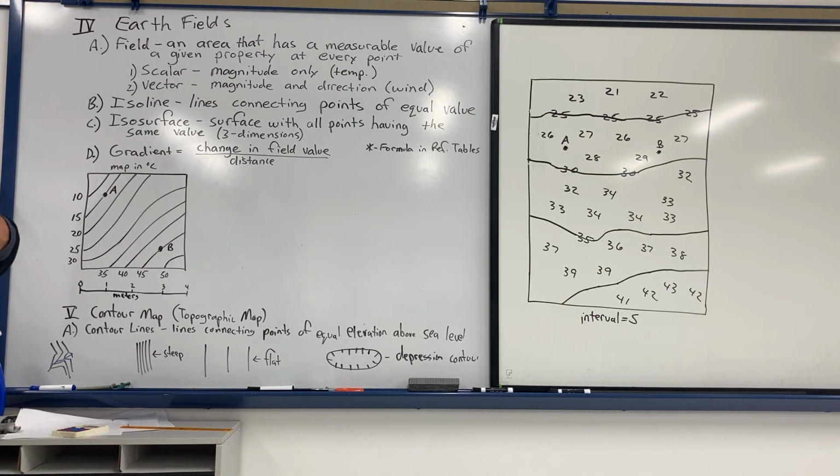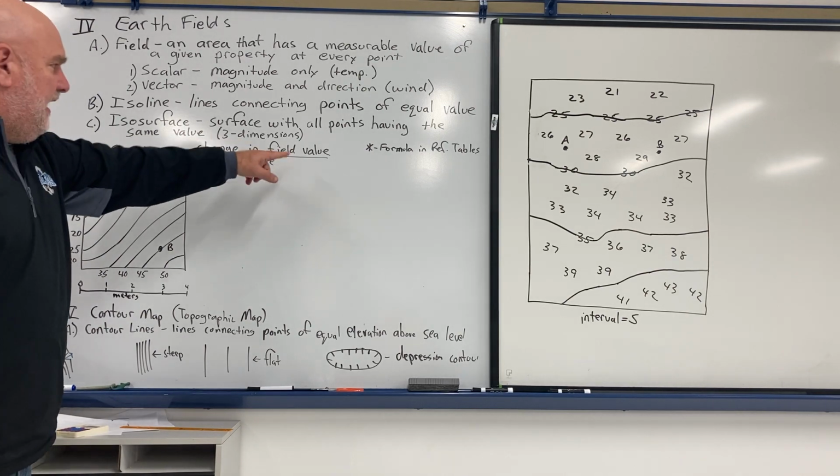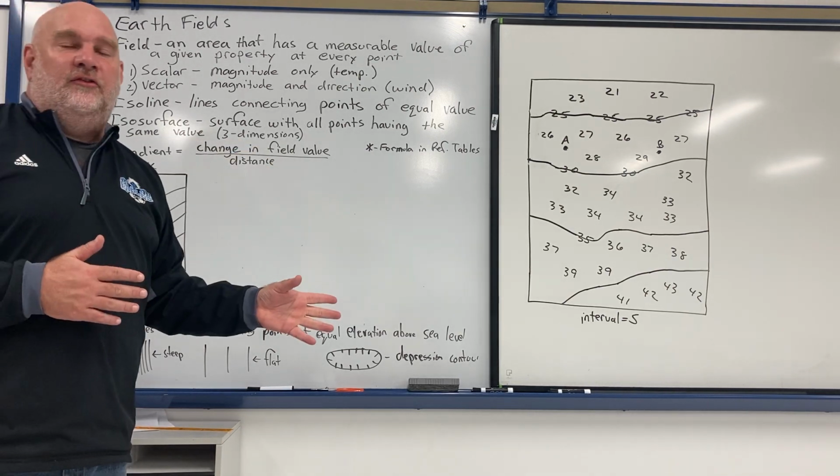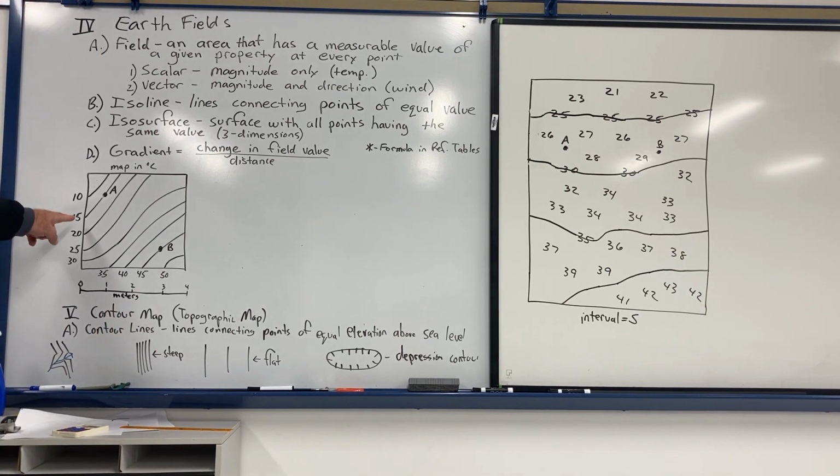Now, how I go about calculating the gradient, all right, so change in field value. I just showed you how to draw isolines, so you know what isolines are. If I look, point A is on the 15 isoline. So that means that A has a value of 15. Right? And then B is on the 45 isoline. Now it tells you right here the map is degrees Celsius, so these are temperature readings. So A's got a value of 15, B's got a value of 45. Here's the scale of the map right there. And what I want to do is calculate the gradient between them.